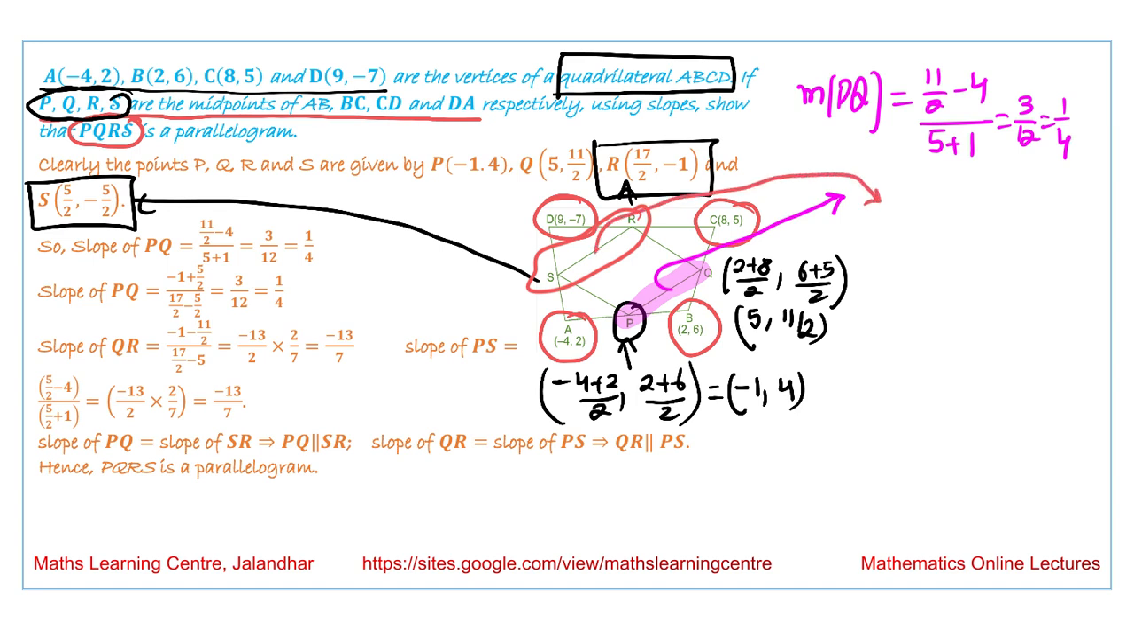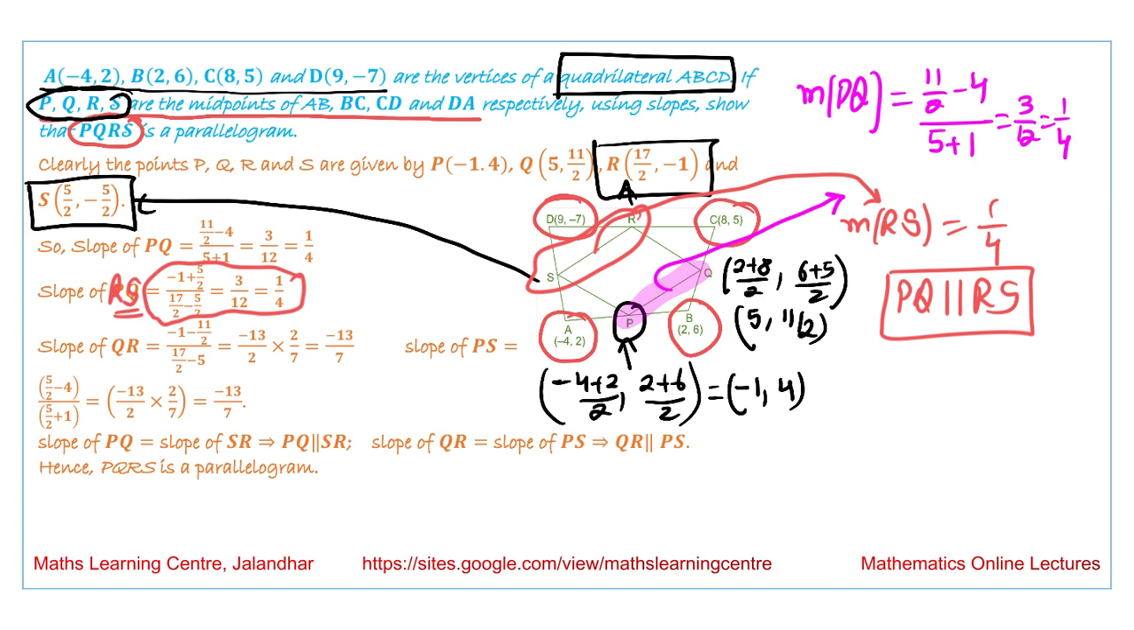The slope we have is the slope of line RS. We obtain the result that the slope of this line is again 1 by 4. We are saying the slope of the line RS is equal to 1 by 4. So this implies that PQ is parallel to RS.